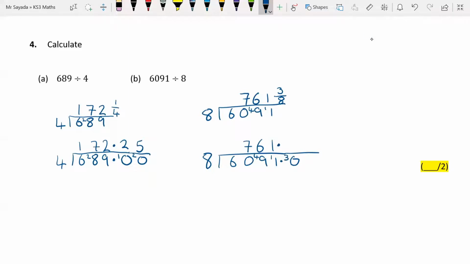8 into 30 goes 3 times, because 8 times 3 is 24. We then have a remainder 6. What do I now need to add? Say your answer to the video. I add another 0. 8 into 60 goes 7 times, because 8 times 7 is 56. The remainder is 4. And finally, 8 into 40 is 5. So you get the answer 761.375. Each of those answers is correct and acceptable.